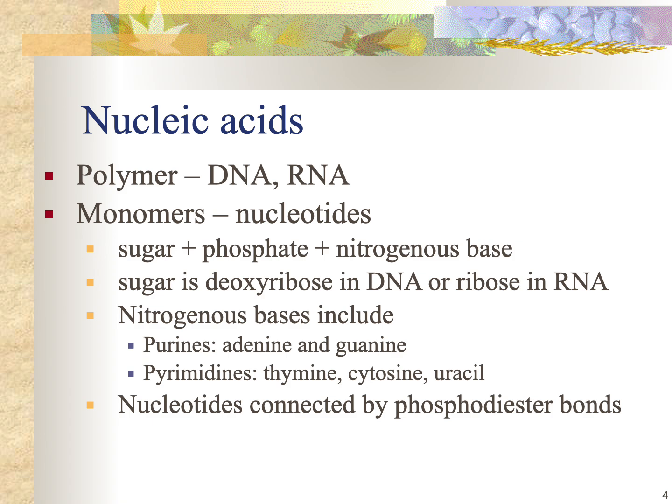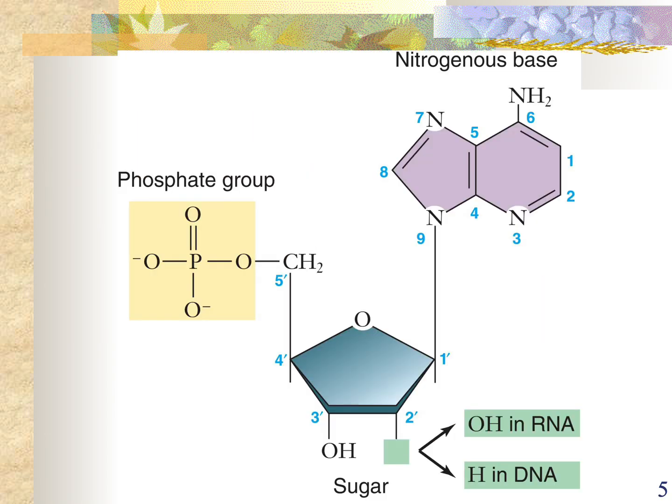In DNA, the sugar was deoxyribose, and in RNA, it was ribose. There were slightly different bases in DNA and RNA, but the phosphates were exactly the same. And these were linked together by phosphodiester bonds between the sugars and the phosphate. There's a picture of a nucleotide. That green spot on the bottom, that's the only spot that differs in the sugars between DNA and RNA. In DNA, there's a hydrogen there. In RNA, there's an OH group.